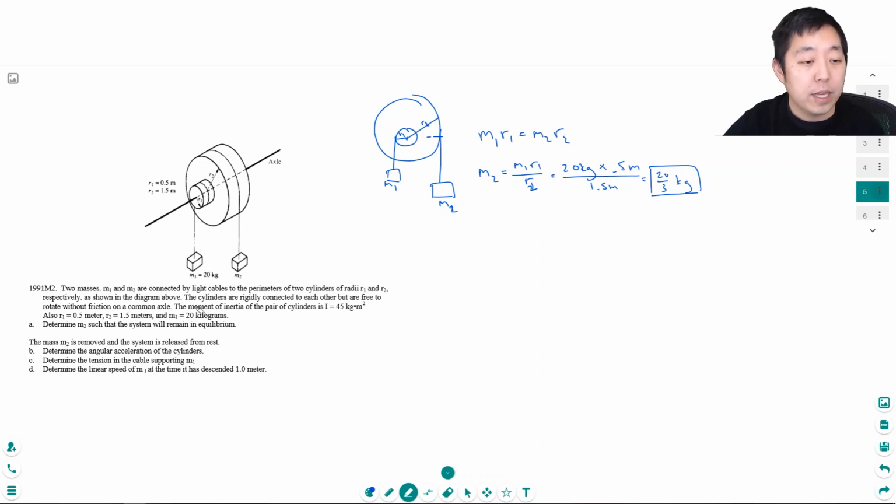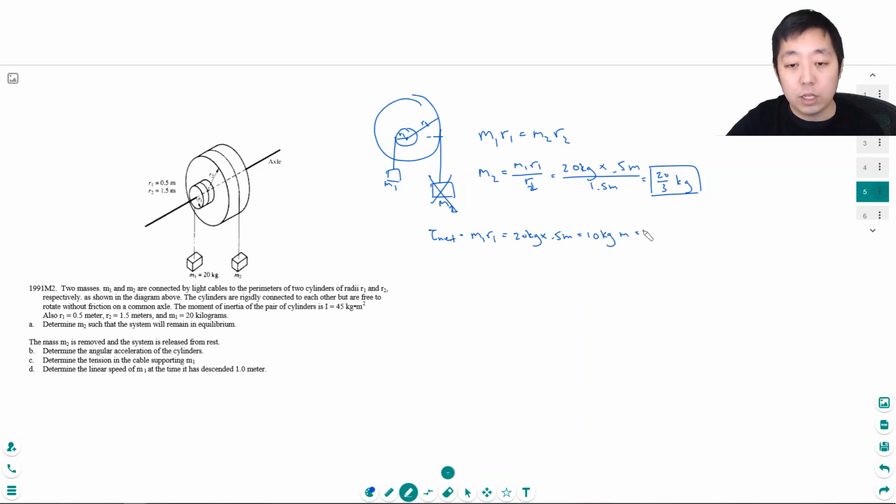Okay. The mass M2 is removed and the system is released from rest. Determine the angular acceleration of the cylinders. So this thing is no longer there, and all I have is just this force causing a torque, which is a rotation. So the net torque would then simply equal M1 R1, which is 20 kilograms times 0.5 meters, equal to 10 kilogram meters.